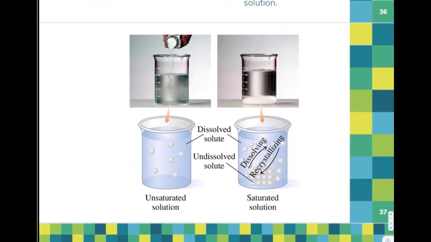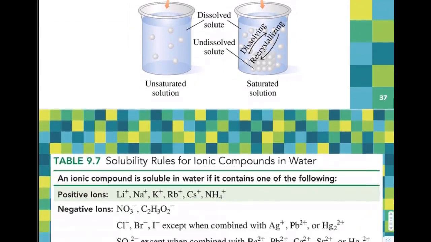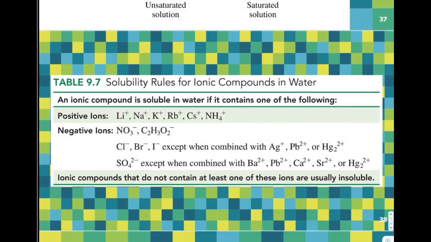And so here's an example of saturated versus unsaturated. I know that the sample on the right is saturated because there is solid at the bottom of that container, and so I know that the water is holding all it can hold, and the rest of it is getting dropped to the bottom. You know these solubility rules. You do not have to memorize them. They're on your periodic tables, and so this will tell you whether or not the ionic compound will dissolve in water.